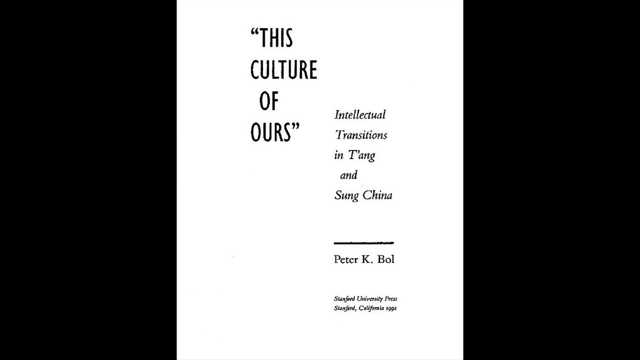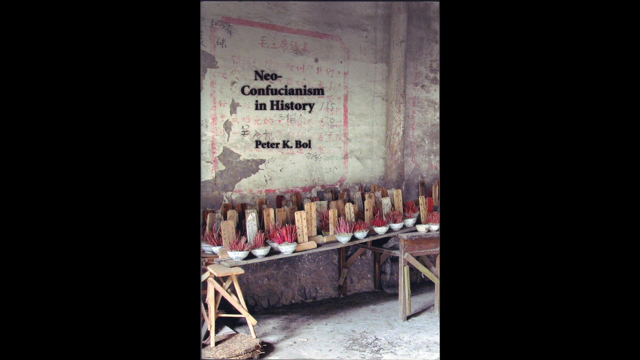In an earlier lecture, I recommended highly, as an aid to understanding what happened in Chinese culture during the Sung dynasty, the book by Peter Bol, titled This Culture of Ours: Intellectual Transitions in Tang and Sung China, published in 1992. I still recommend it highly, but now I have an addition to make. At a professional meeting in Honolulu last March, I ran into Peter Bol, and I spoke briefly with him, telling him how much I still thought of his book. He was pleased, but he said also that he has a more recent book I should buy and read, the one now on screen, Neo-Confucianism in History. I've acquired this, and I'm reading it.